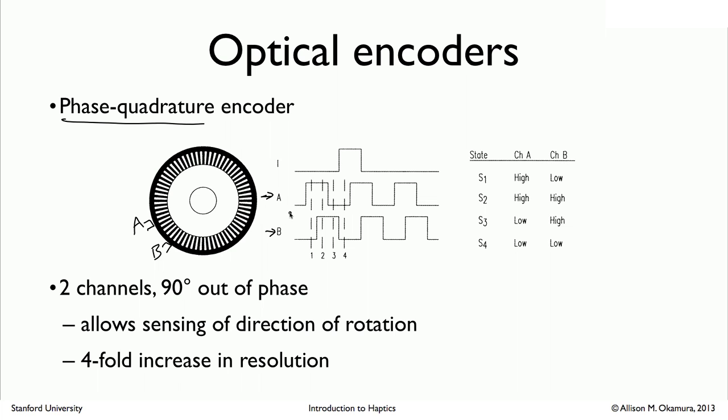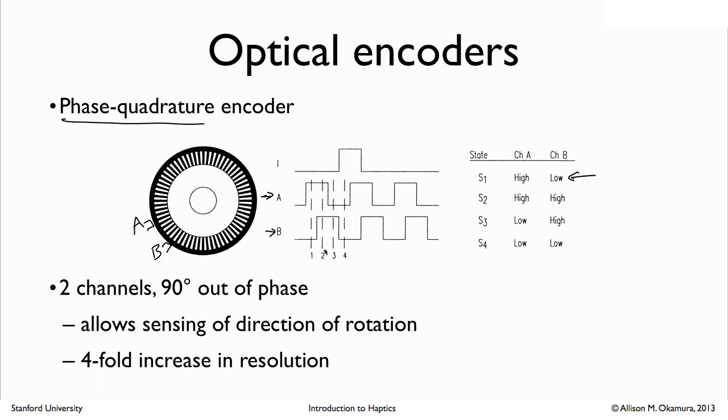What allows you to get more useful information when you do a phase quadrature encoder is that there are all of these different states, states 1, 2, 3, and 4 shown here. In these states you have different combinations of channel A and channel B. So for example, if you're in state 1, you can see that channel A is high, but channel B is low, and that's indicated in this diagram.